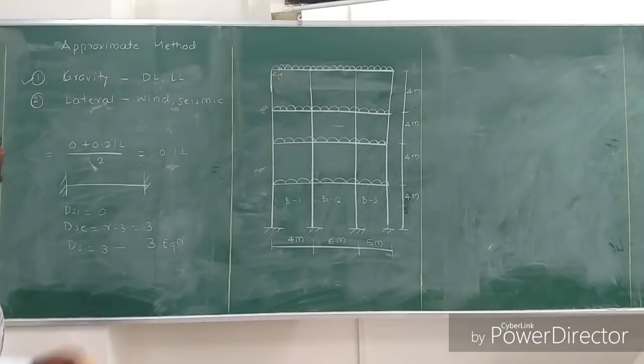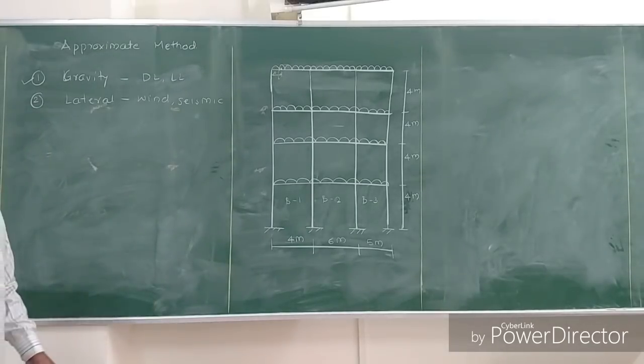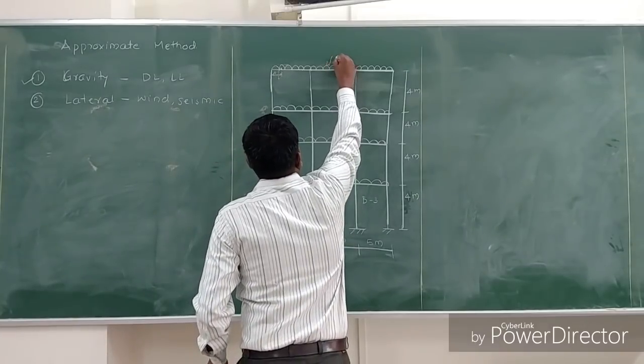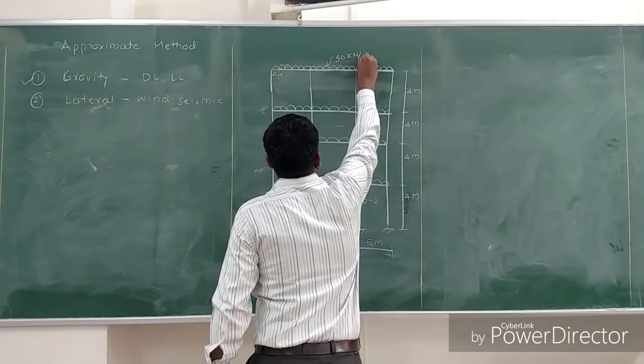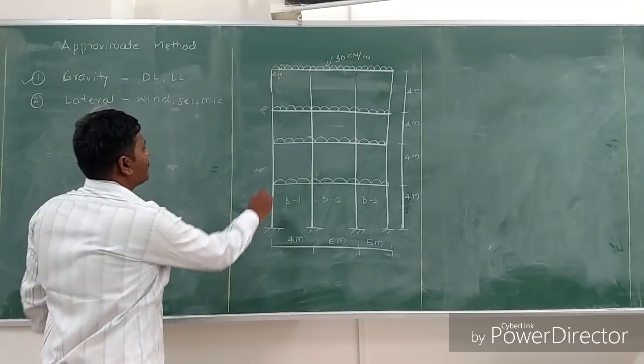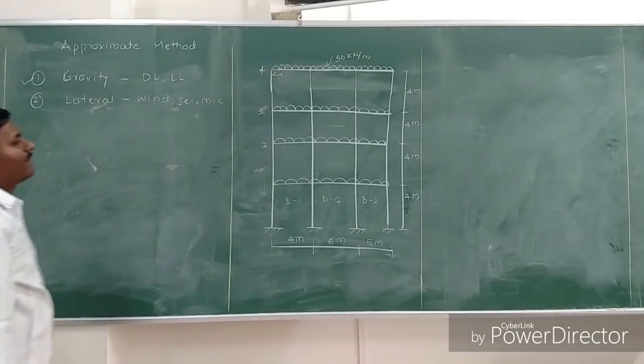Okay, so let's start and analyze this building frame, which is having 3 bays and it is subjected to 30 kilonewton per meter load on each floor. How many floors we have? 1, 2, 3 and 4. So I have first floor, second floor, third floor and the top floor is 4th floor.